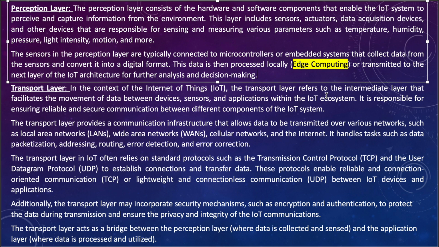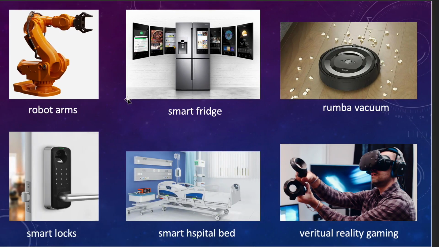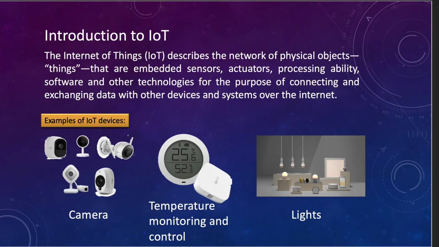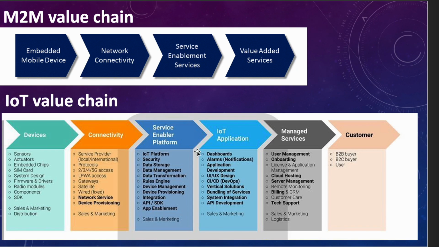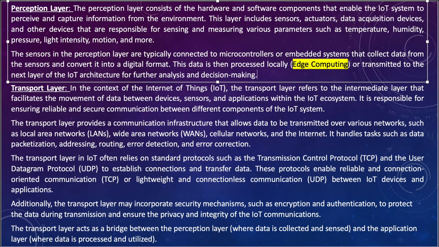Now I think you understand what the perception layer is. We talked about plenty of examples about the perception layer, and you know where the perception layer lies on the IoT value chain itself, right? Okay, we can go to the next topic.